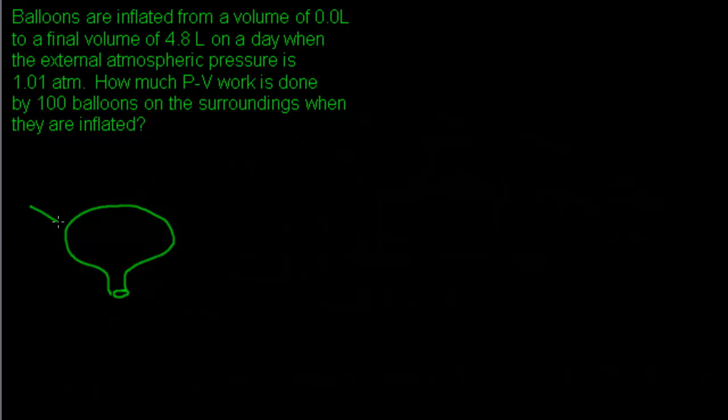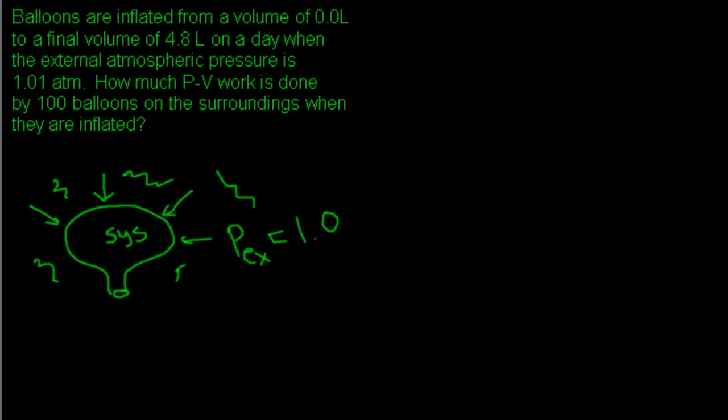And as we inflate it, the external atmospheric pressure is pushing down on it from all directions. And so as we inflate it, the balloon has to push that outwards. So the balloon, our system, the gas in the balloon, is doing work on the surroundings by pushing it outwards. So that's what's going on. As we inflate that balloon, we're continuing to push the surroundings, all this gas out here, outwards. And this gas is pushing down with a constant external pressure of 1.01 atmospheres.